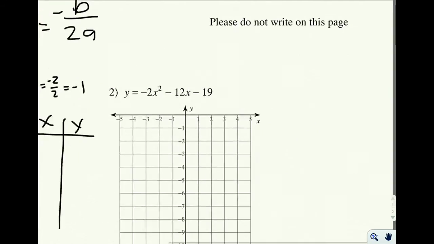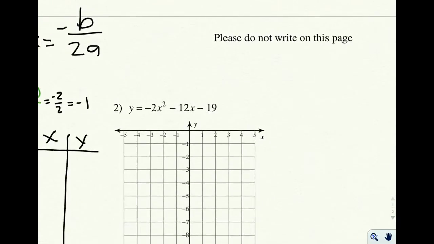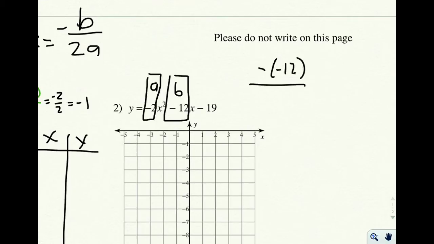So let's go ahead and try number 2. We're going to make a graph of this. We're going to start out with that vertex, that negative b over 2a. And here we see that our b is going to be negative 12, and our a is going to be negative 2, the number out front of x squared. So negative 12, negative b, over 2 times a, and a is negative 2. I see that on top I have a positive 12, on bottom I have a negative 4, leaving me with x is equal to negative 3. And I should always write my x, so I remember it's x equal to negative 3.